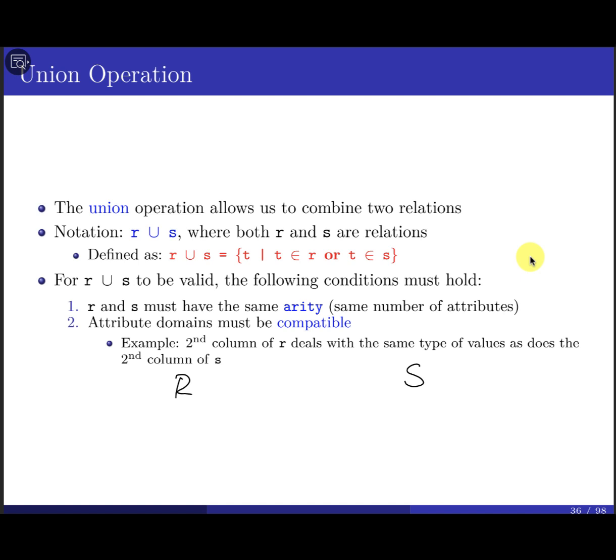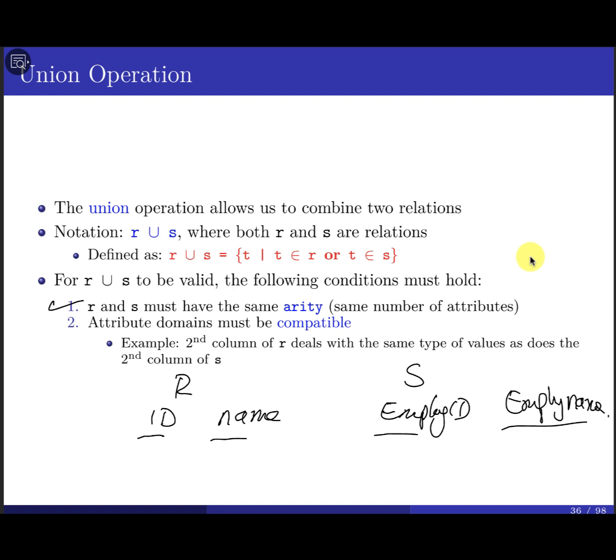For example, maybe you're going to say the ID and name. And maybe here I have an employee ID, different name, and here employee name. So if you take a look here, both of them have the same number of attributes. The first condition passed. The second condition said must be compatible.